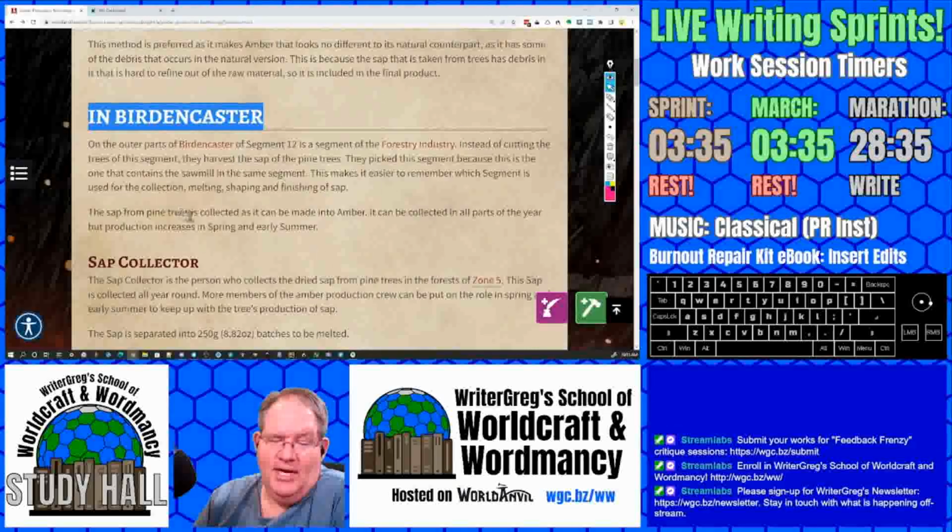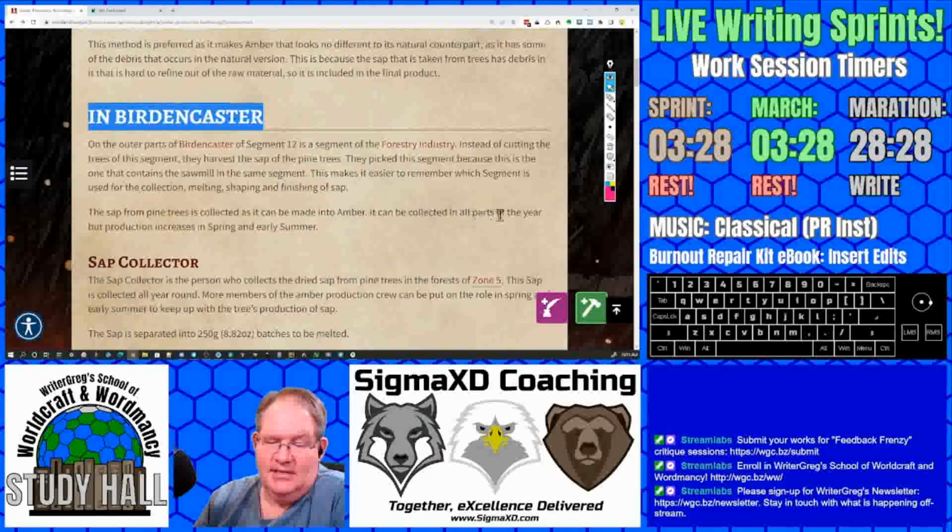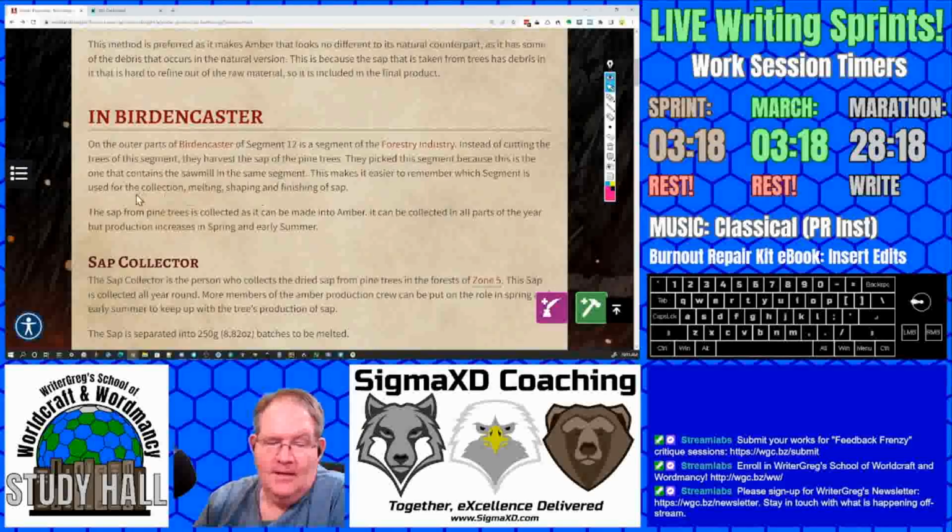The sap from pine trees is collected as it can be made into amber. It can be collected in all parts of the year, but production increases in spring and early summer. Okay.